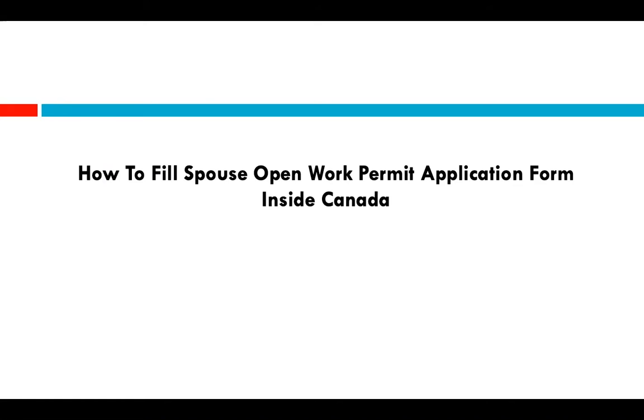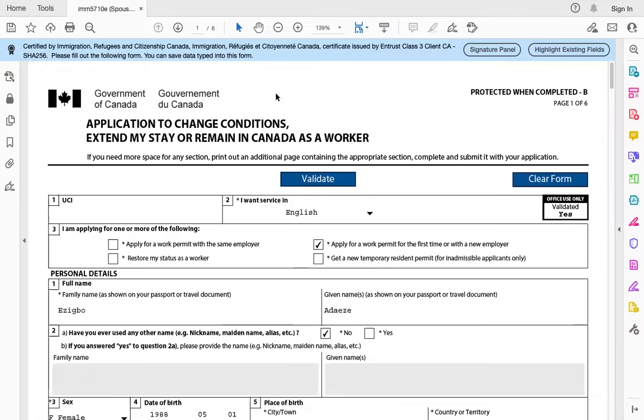In today's video, I'm going to show you guys how to fill a spouse open work permit application form inside Canada. Without wasting time, let's quickly dive in. As you can see on my screen, this is IMM 5710E, application to change conditions, extend my stay, or remain in Canada as a worker. So let's quickly start off.